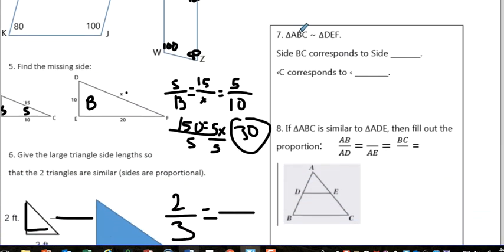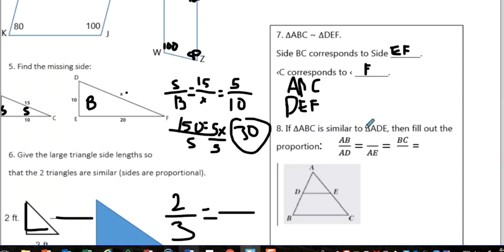The next one, number 7, triangle ABC is similar to triangle DEF. So same thing, I'm going to line them up, A, B, C, and D, E, F. So it asks for side BC. Let's look, here's BC. EF is in the same spot as BC. Okay, and then it asks for angle C. Angle C would correspond to angle F. We're just looking at the letter placement. Okay, so same thing with 8.